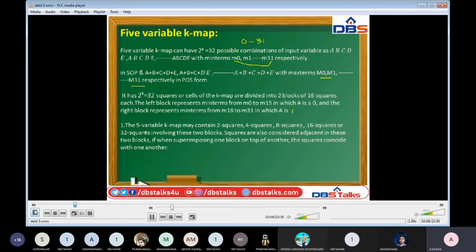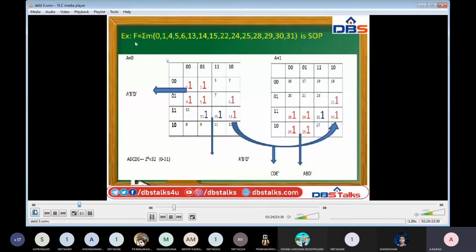See, the 5-variable K-map can contain 2 squares, 4 squares, 8 squares, 16 squares or 32 squares involving these 2 blocks. I'll go for the problem itself. For example, F is equal to sigma m of 0, 1, 4, 5, 6, 13, 15, 14, 15, 22, 24, 25, 28, 29, 30, 31 in SOP.